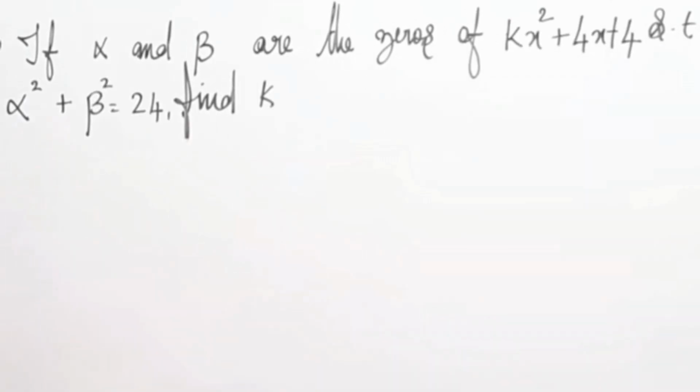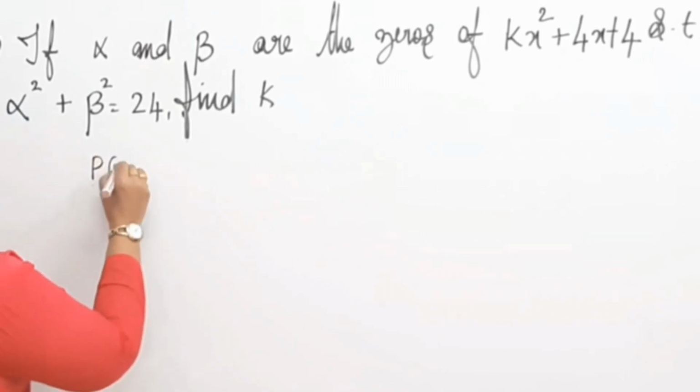If alpha and beta are the zeros of the polynomial kx squared plus 4x plus 4 such that alpha square plus beta square is equal to 24, find k. Now, what do I do first?